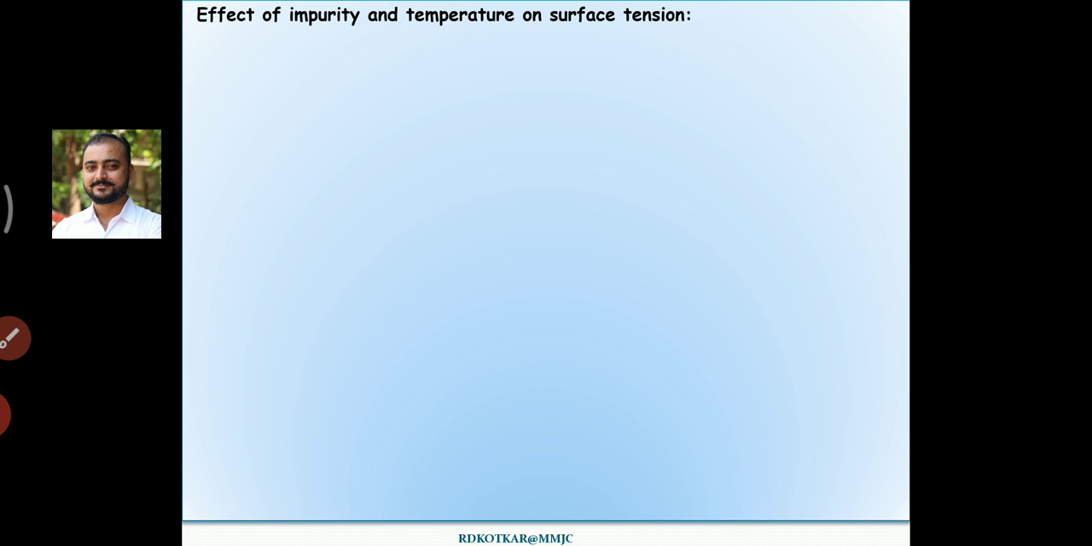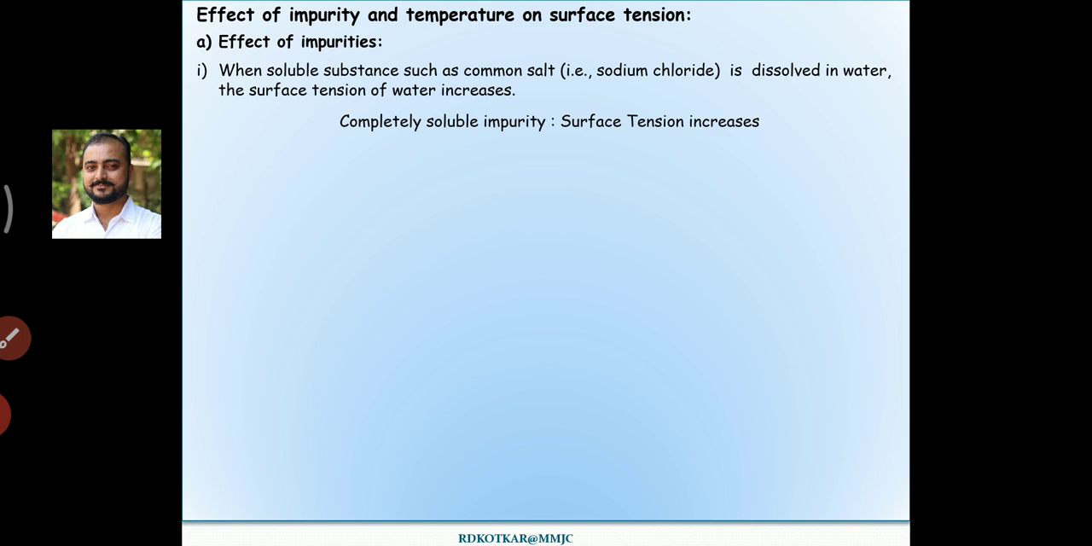So as we just discussed, the effect of impurity. Okay, so here we have to go through the details. So first, the effect of impurities: when a soluble substance such as common salt, say sodium chloride, is dissolved in water, the surface tension of water increases. Okay, it's a very simple phenomenon you observe in your home.